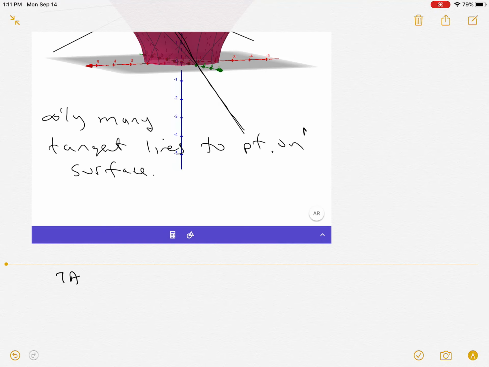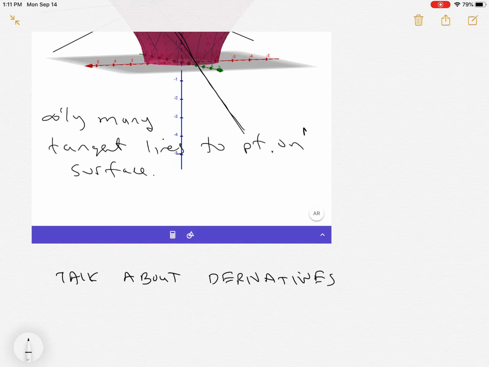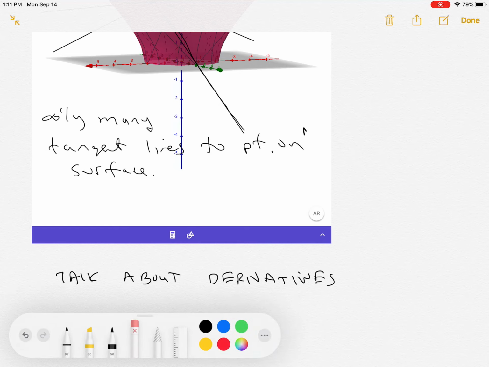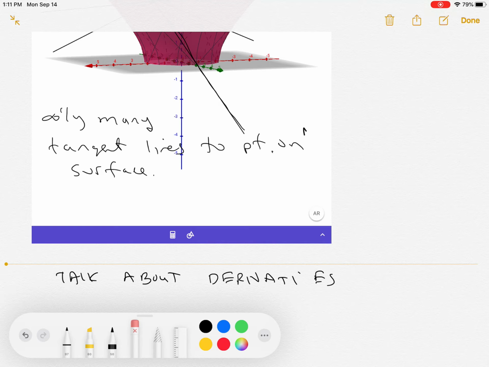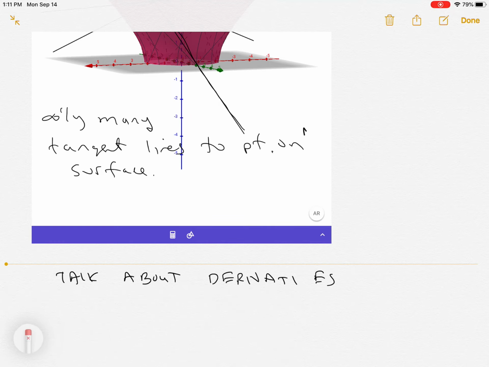And so we have to talk about derivatives differently. Right? It's not the same definition at all. It's close, but not the same. Okay, so talk about derivatives differently.